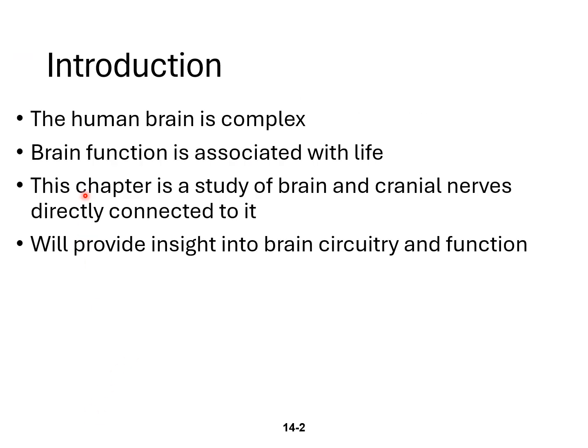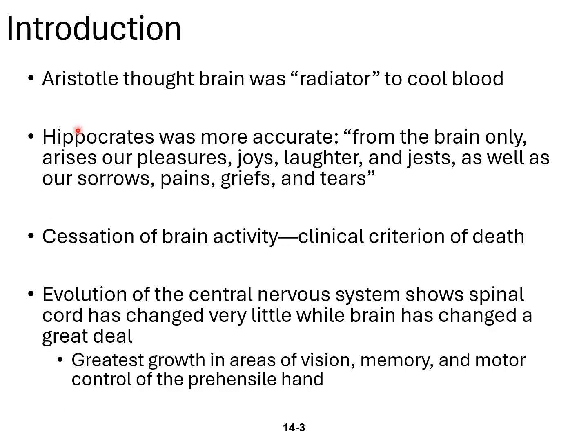So the brain is complex. You don't need me to tell you that. Brain function is associated with life. Your personality, everything that makes you you, is all happening in the brain. This chapter is going to look at the brain, and the last micro lecture is going to be cranial nerves, and that's kind of easy. We're going to look at the brain circuitry and the function, but very, very briefly.